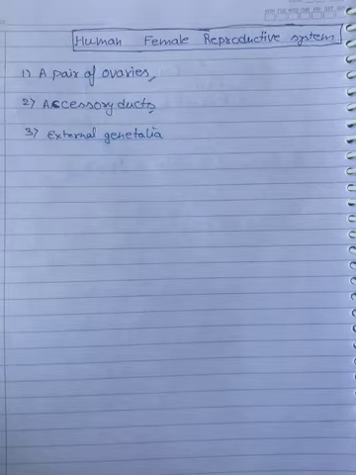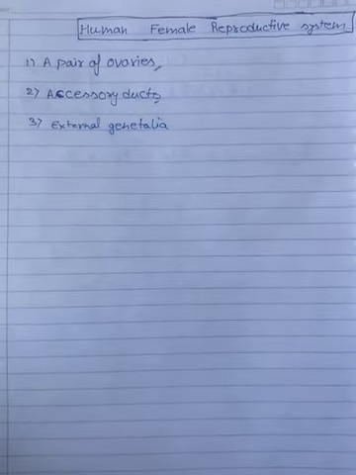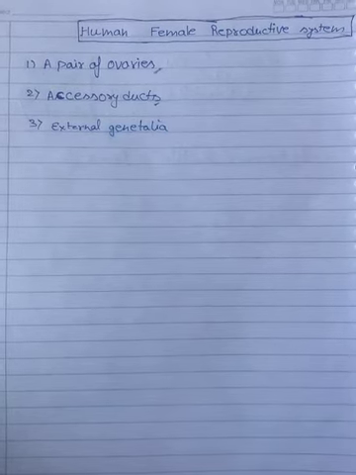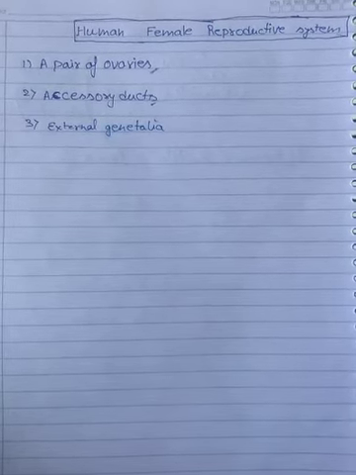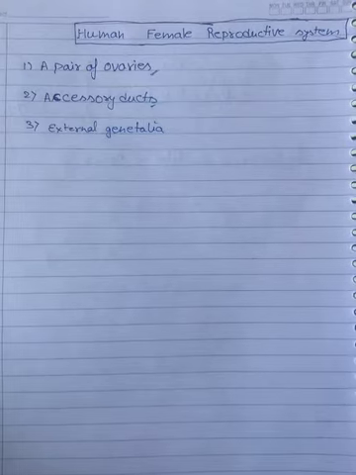Today I am here with a new topic, and the topic is the female reproductive system. And I want to tell you that the human female reproductive system consists of basically three major parts. What are these three parts? I am going to tell you.